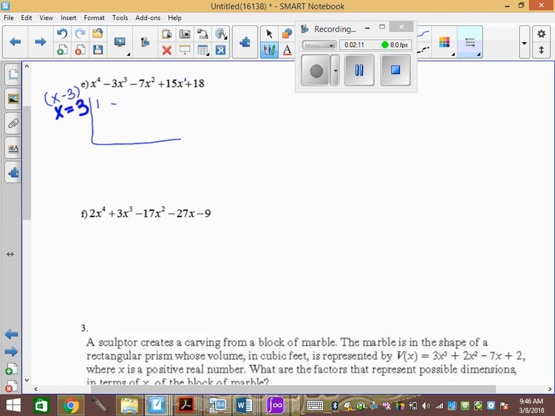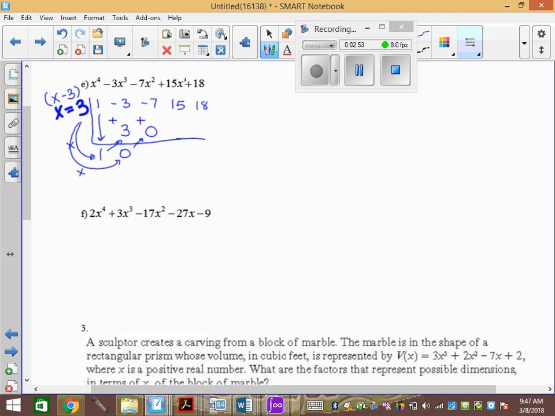So we have 1, negative 3, negative 7, 15, 18. Okay. Our first step is to bring down the first number. 1. Then what do we do next? Multiply. 3 times 1 is 3. Bring it up here. So we multiplied, now we add. Negative 3 plus 3, 0. We added, so now we multiply. 3 times 0 is 0. We multiplied, so now we add.